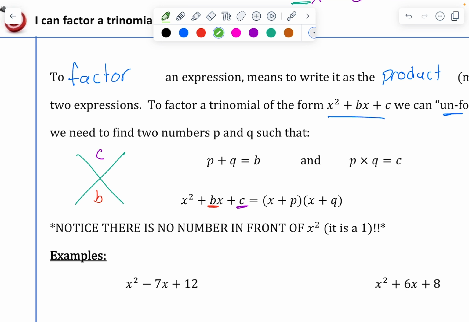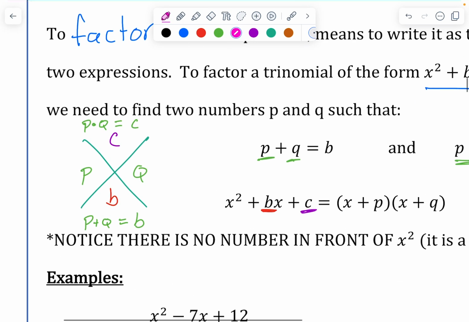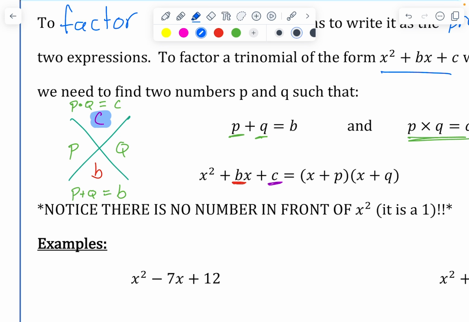P and Q are just arbitrary variables here. I'm going to look for two numbers that will add to B, so I'm going to put P and Q here. I know that P plus Q should add to whatever that B value is, and I know that they should multiply to that C, so P times Q is equal to C. Once I find out what those factors are, you'll look at the factors of C and figure out which one of those factors adds to B. We'll work through some examples, and that will then take you to x plus whatever p is and x plus q.